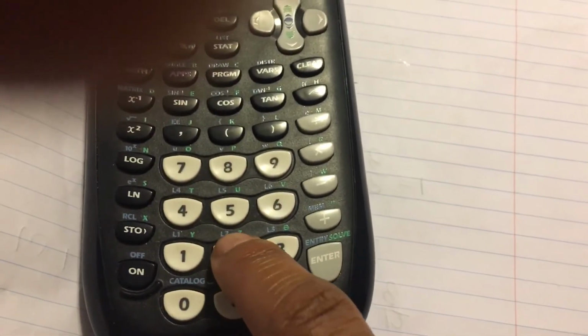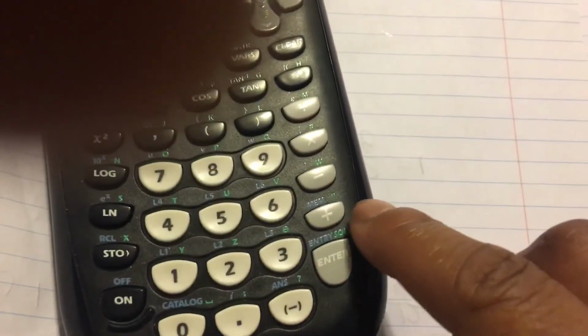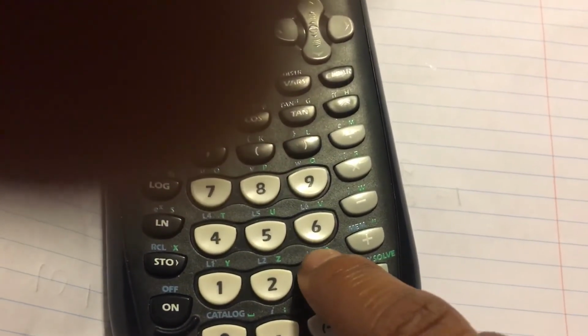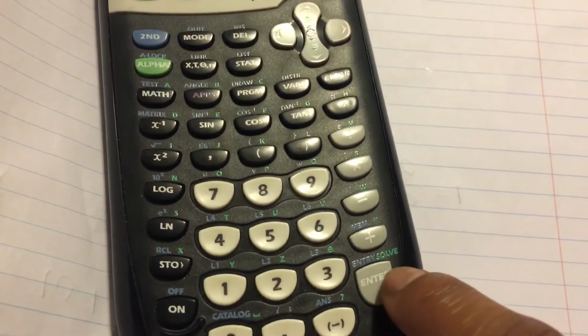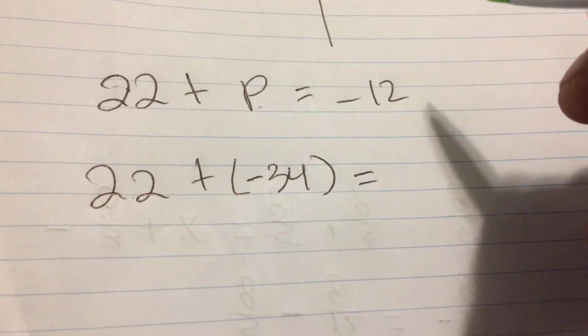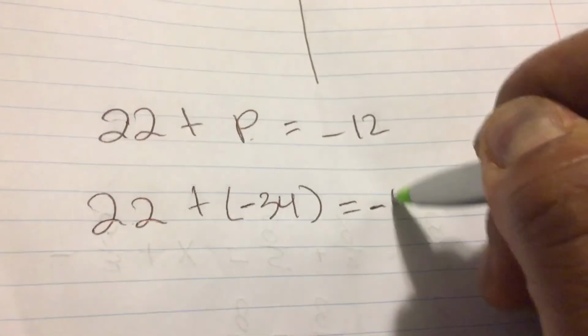So we're going to add 22 plus negative 34. Press enter. Does that give us negative 12? It does give us negative 12, and that is a true statement. So 22 plus a negative 34 does give us negative 12.